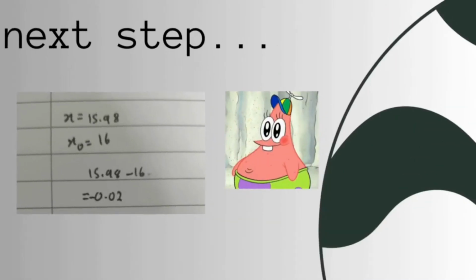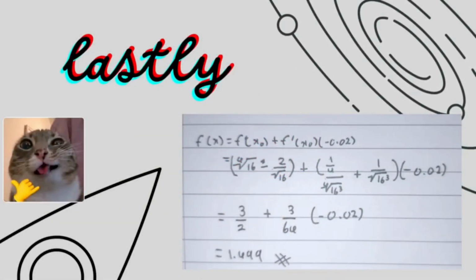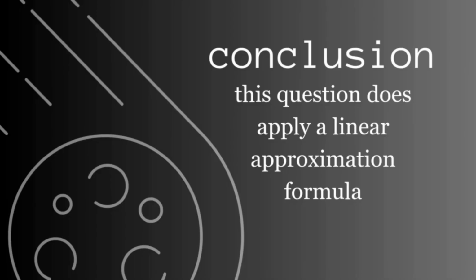The x given is 15.98 and the x chosen is 16. After subtracting the x chosen from the x given, we will have negative 0.02. Lastly, apply all the information we get into the formula given. Then we will have our final answer, which is 1.499. For the conclusion, this question applies the linear approximation formula.